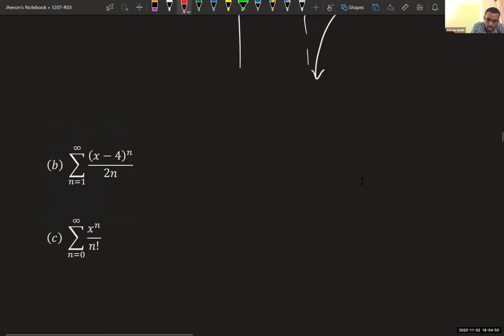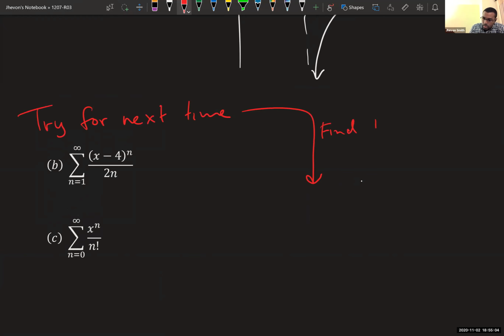But in the meantime, I will leave this here for you guys to do. Try for next time. Find the radius of convergence and interval of convergence. Find IOC and ROC.